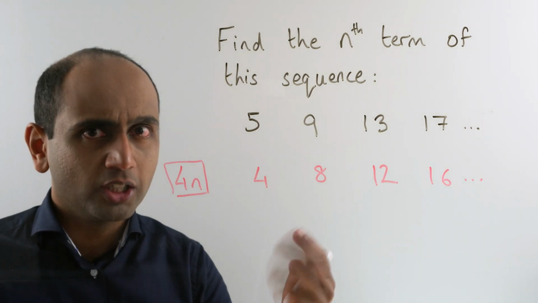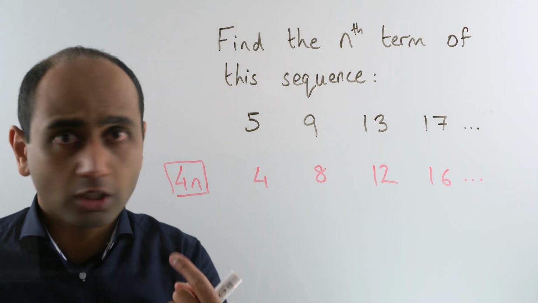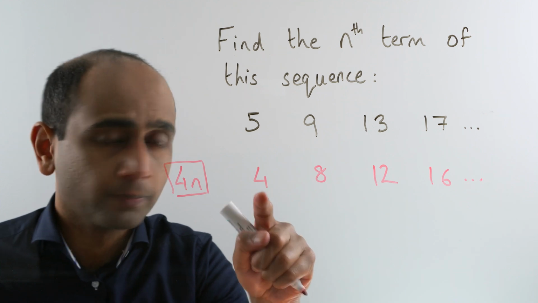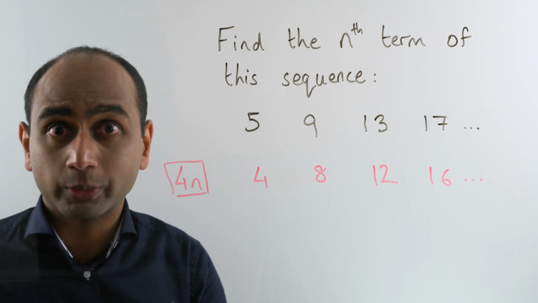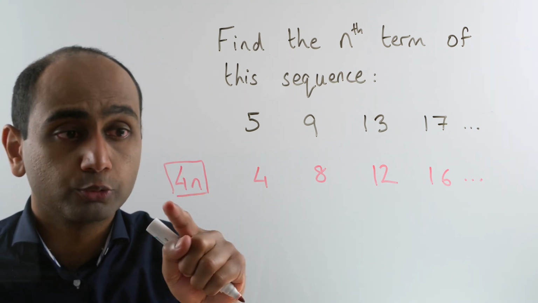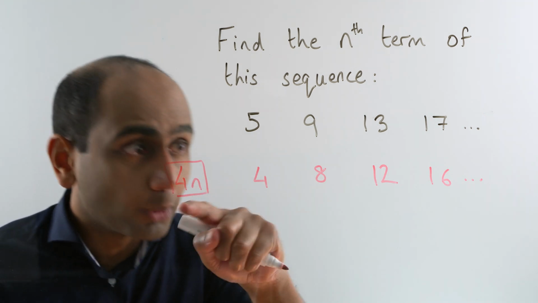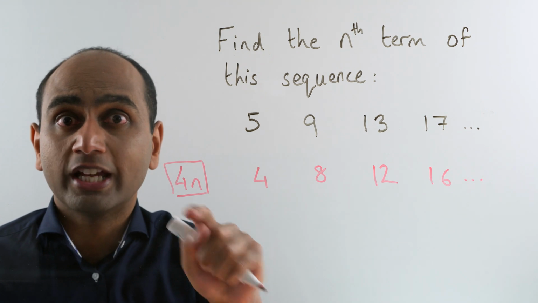And we can just check this works. The first term of this sequence, remember, is what we get when we substitute 1 into here. 4 times 1 is 4. The second term is what we get when we substitute 2 into here. 4 times 2, that's 8. And there we go. So the nth term of this sequence is 4n.